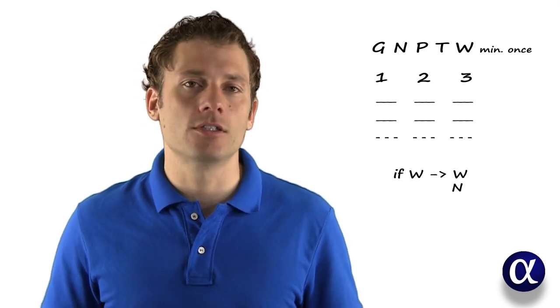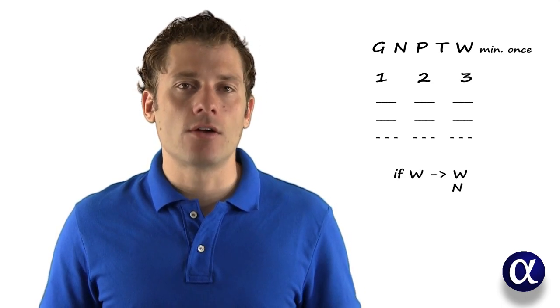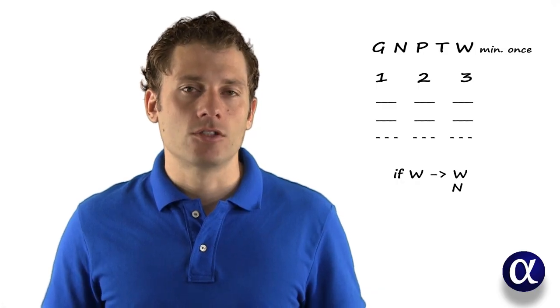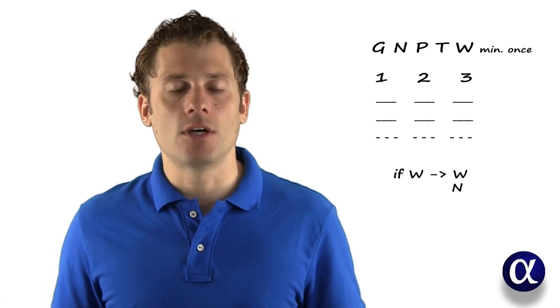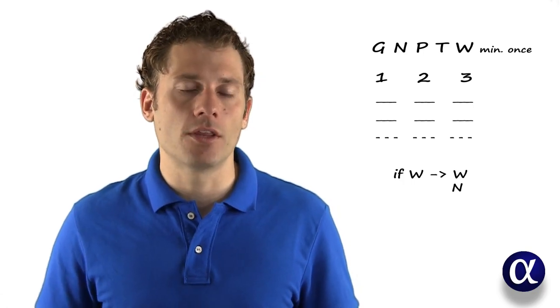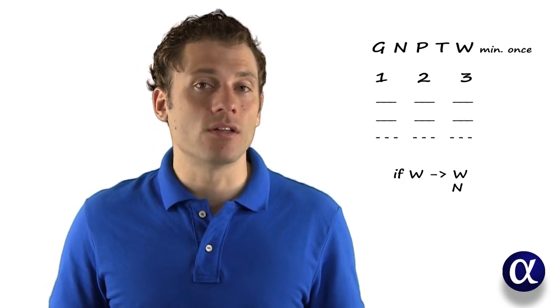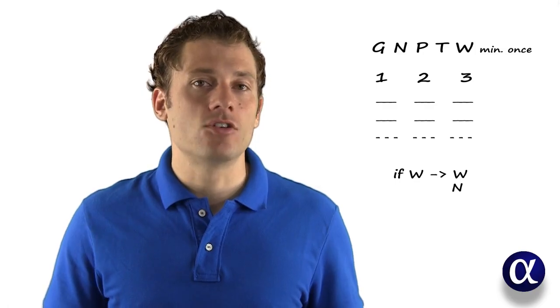Now, you could do the contrapositive, but it's not necessary here. Generally, you don't need to do a bunch of contrapositives unless you have a lot of if-then statements. So let's just stick with if W, then you have WN. Now, this is not to be confused with W and N always go together. You can have N on its own. It's only W, the left side of the if-then statement, that triggers this rule.